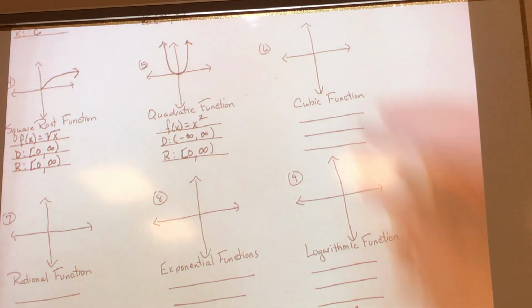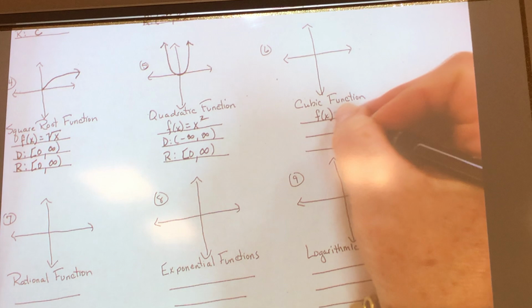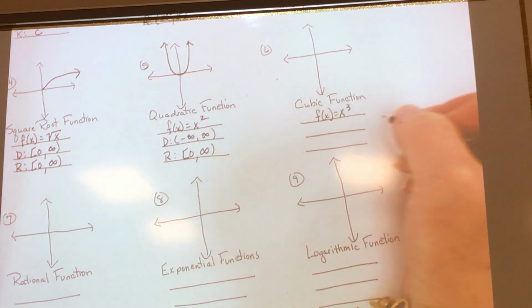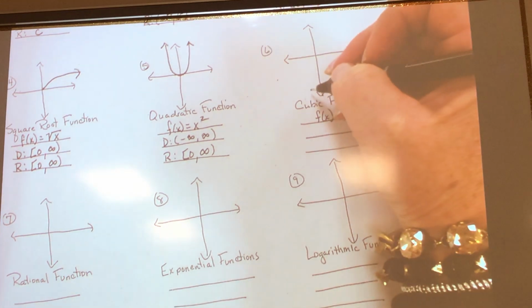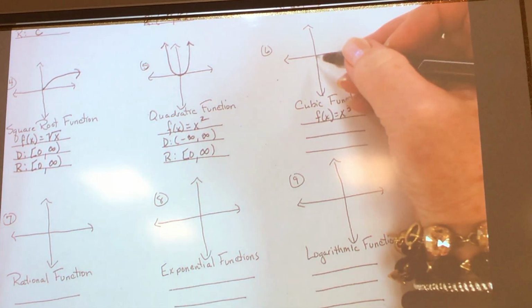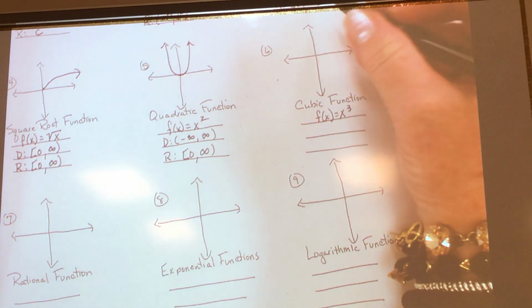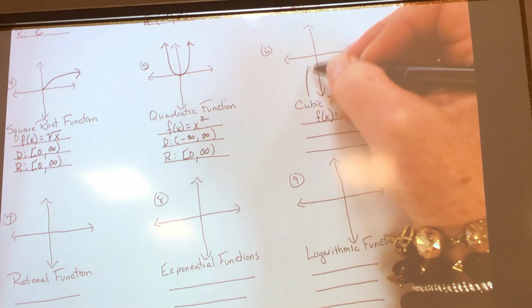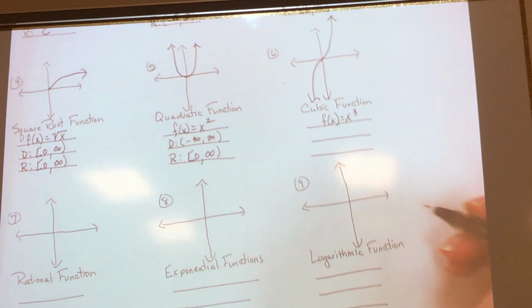Okay, cubic function. F of x is equal to? X cubed. Alright, what's it look like? Yeah, it's called an S curve. And the negatives are negative and the positives are positives. The negative x gives you negative y values, and the positive x's give you positive y values, which makes them look like this. I was never good at drawing this.